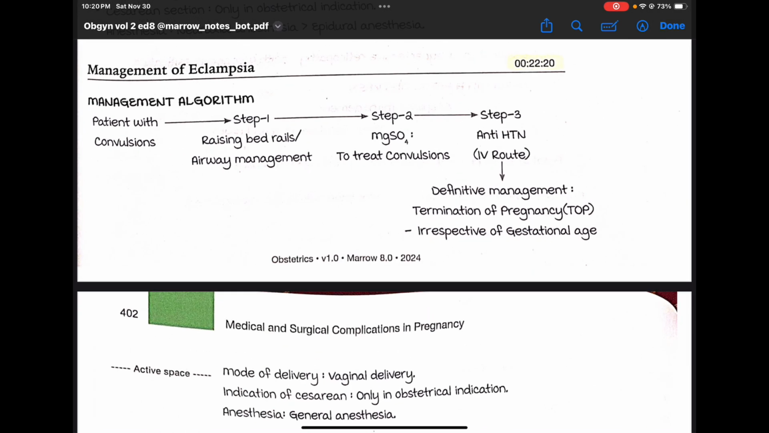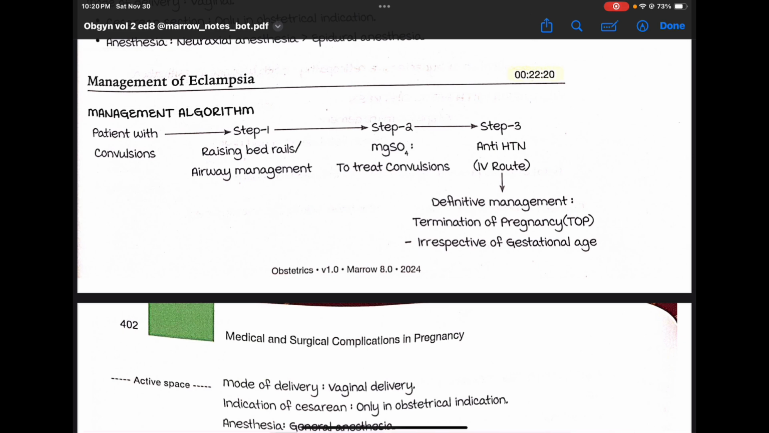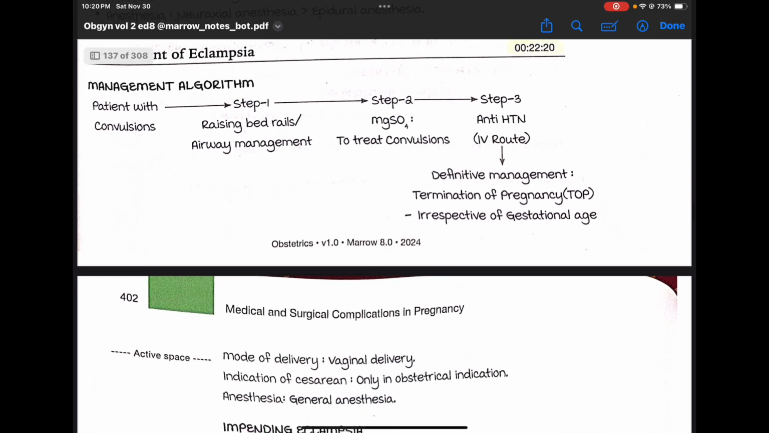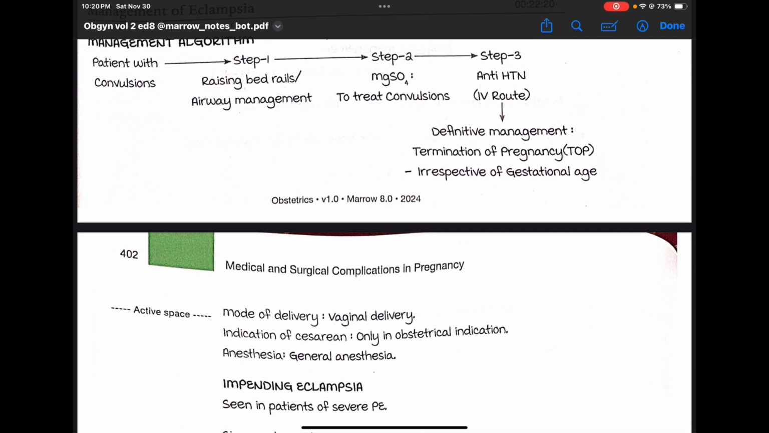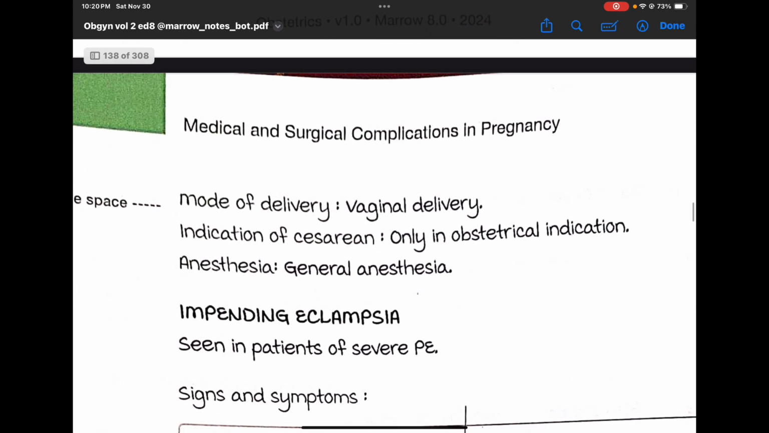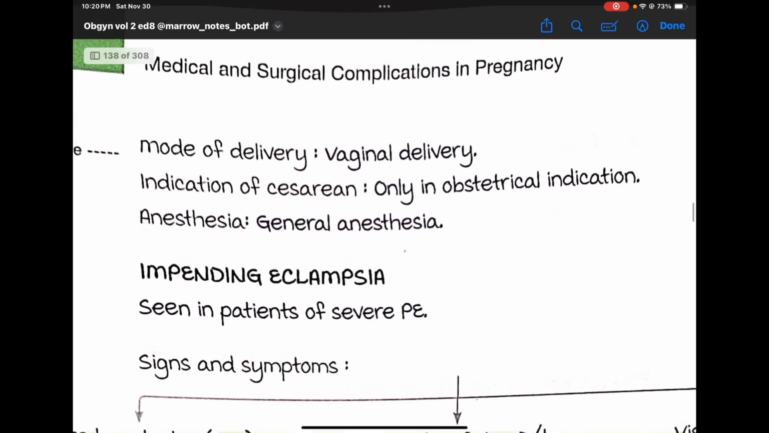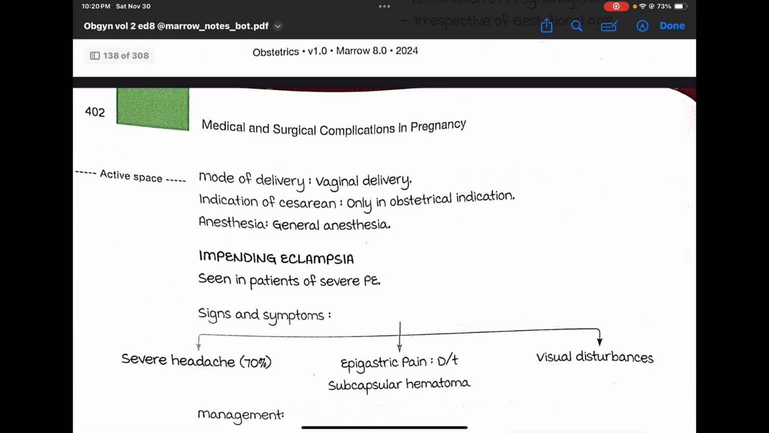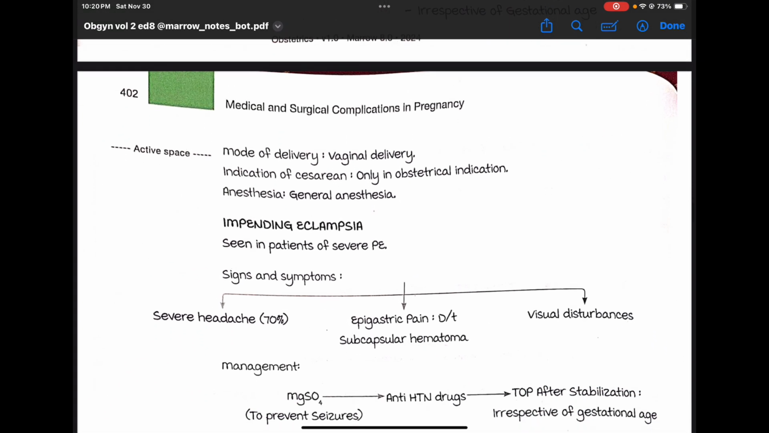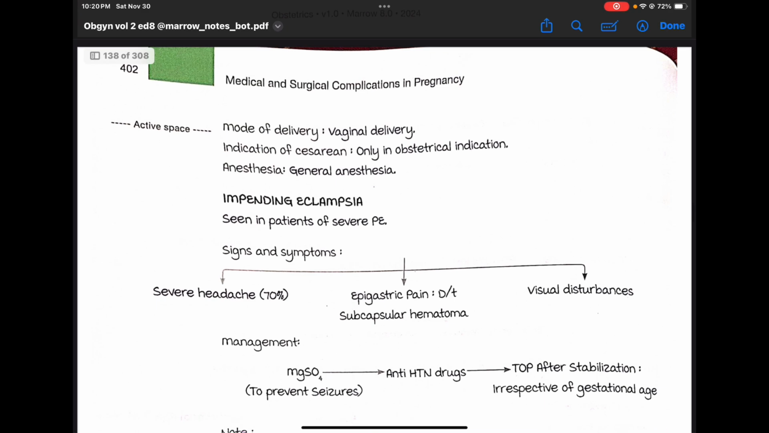Management of preeclampsia: patient with convulsions. Step 1: raising bed rails, airway management. Step 2: magnesium sulfate to treat convulsions. Antihypertensive by IV route. Definitive management: termination of pregnancy irrespective of gestational age. Mode of delivery: vaginal delivery. C-section only for obstetrical indication. Anesthesia: general anesthesia.